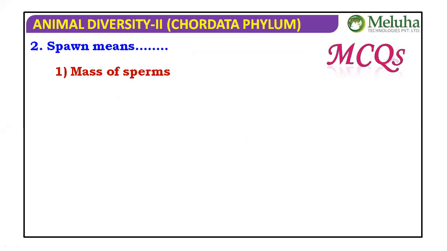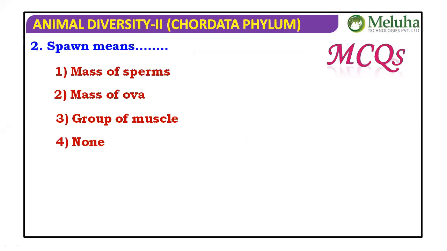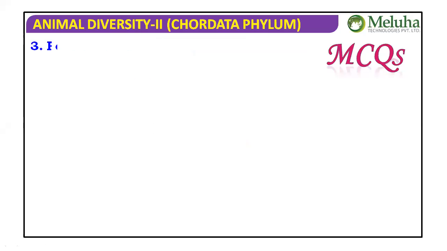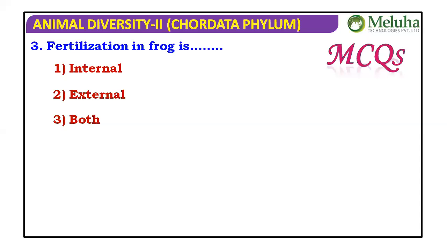Sperm. Mass of ova. Fertilization in frog is external. External, in the water it occurs, that's why we say external.